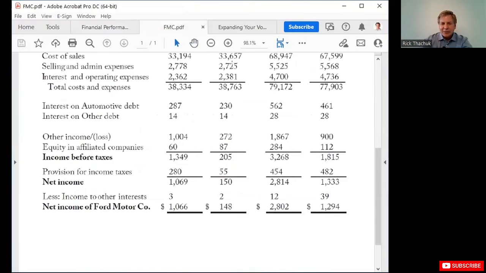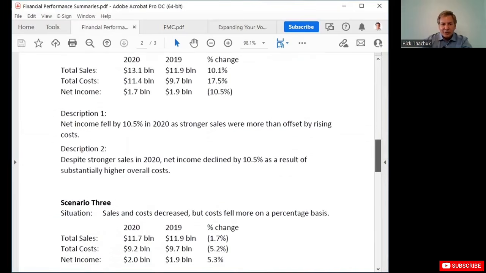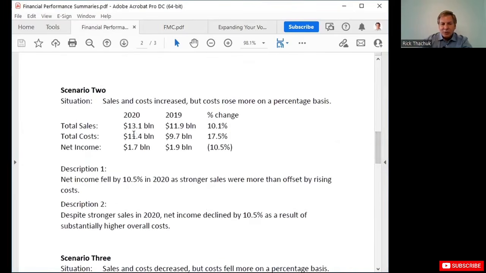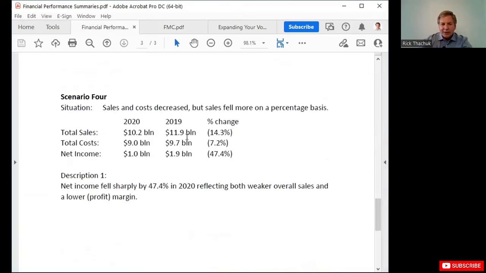Let's go back to the income statement. So remember that our scenarios just looked at net income, total sales, and total costs. Total sales, total revenues, I use those terms interchangeably. We see here at Ford Motor Company that total revenues were down in the period. They went from here to here, down slightly, but they are down. So of scenario 2 and 4 that we identified, which one has total revenues going down? Well, scenario 2, no, that has total revenues going up. So that's not appropriate. Let's look at scenario 4. And yes, we see that total sales or total revenues went down.